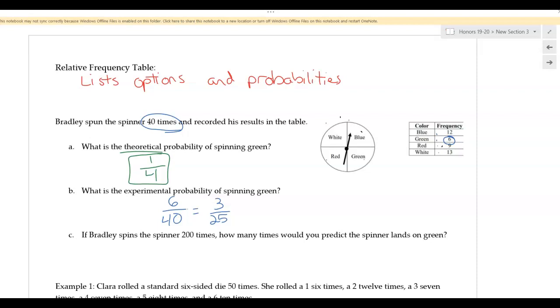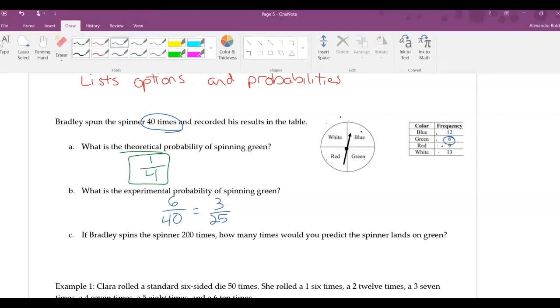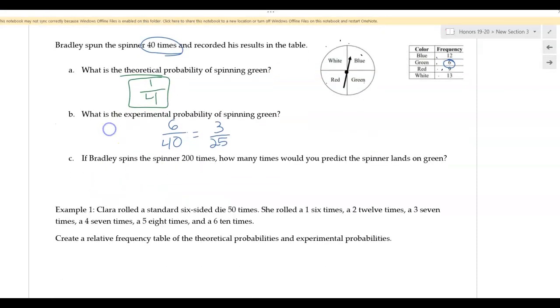If Bradley spins the spinner 200 times, how many times would you predict the spinner lands on green? So, for expected value, expected value always uses the total times the theoretical.